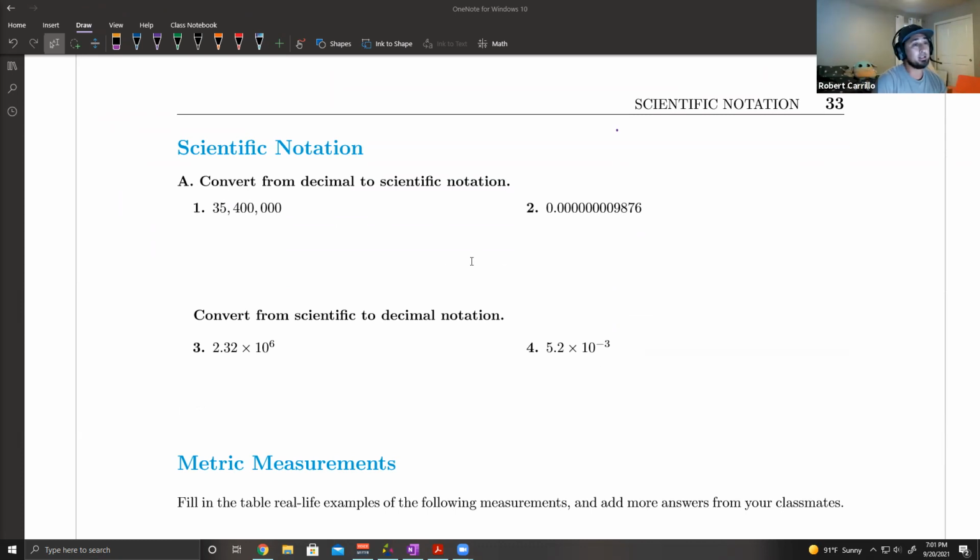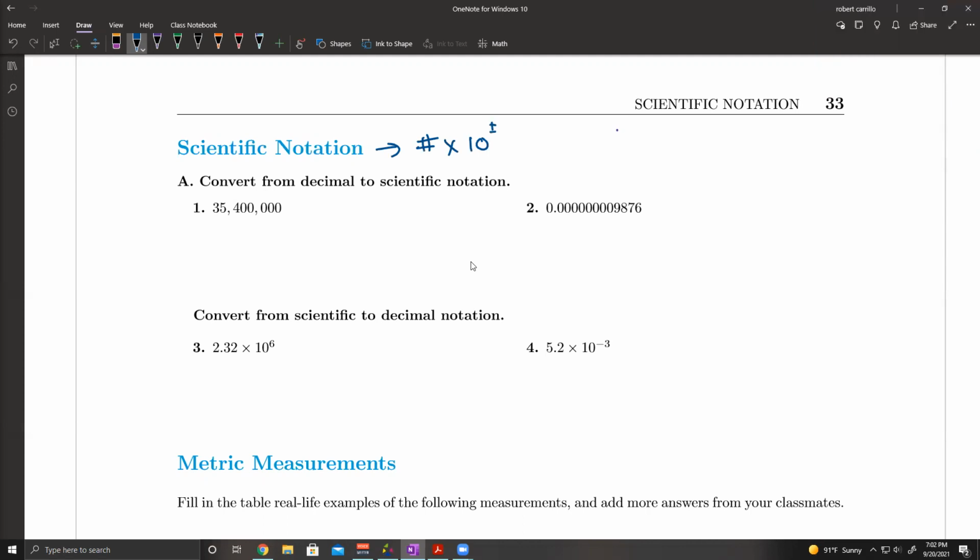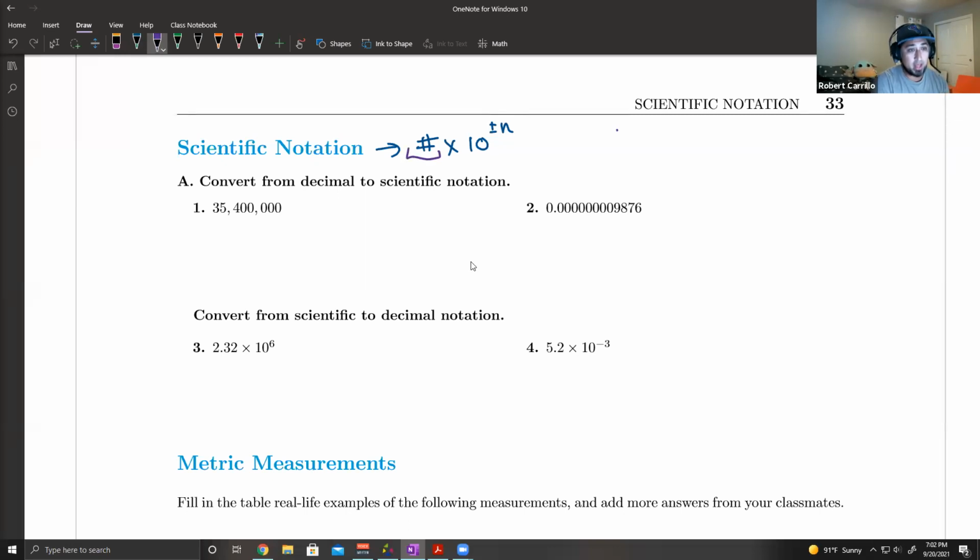If you've never seen scientific notation before, it looks something like this. You will have a number times 10 to either a positive or negative exponent. So some number times 10 to the positive n or the negative n. And in order to put any number into scientific notation, this number has to be between 1 and 10. It can't be less than 1, can't be greater than 10. Let's try it out on the examples below.